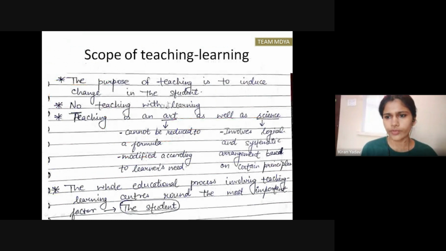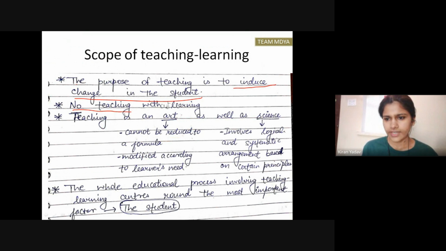Next is scope of teaching learning. The purpose of teaching is to induce change in the student. What is the purpose of teaching? To induce change in the student. No teaching without learning. If the learner is not learning anything, then it means there is no teaching. The outcome of teaching should be learning.